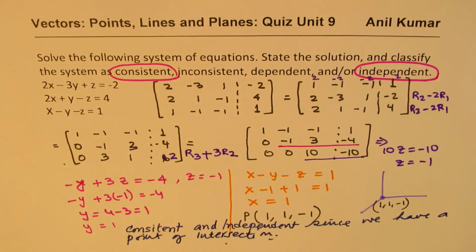It becomes inconsistent if there is no solution for the intersection of planes, and becomes dependent if there are infinite solutions. That is, the intersection is a part of a plane itself, or it's a line, right? In that case, it will be dependent. So at present, it is consistent and independent.